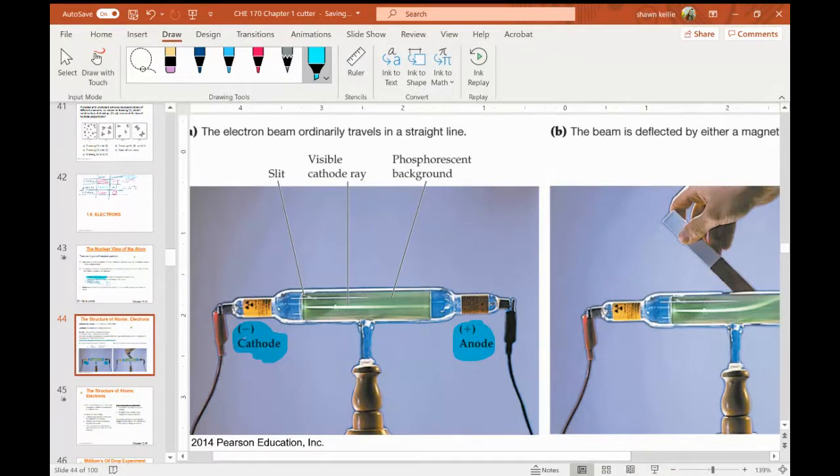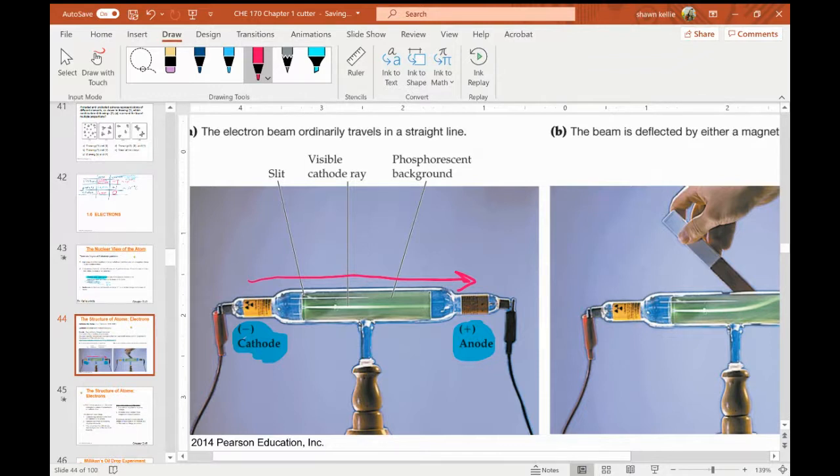What Thomson did was he applied an electrical current across this cathode ray tube, and whenever he applied it, no matter what he did, he saw a ray produced. And this ray always went from the negative cathode towards the positive anode. So it always flowed from cathode to anode.